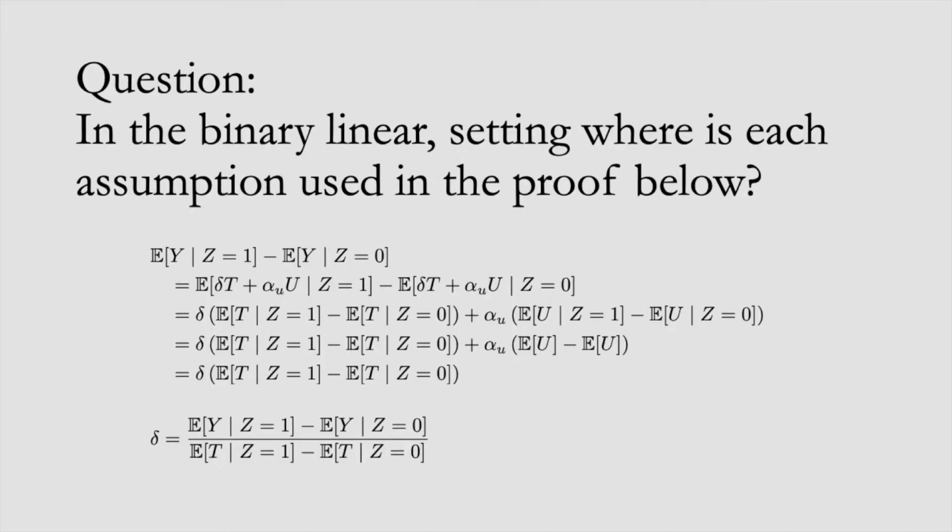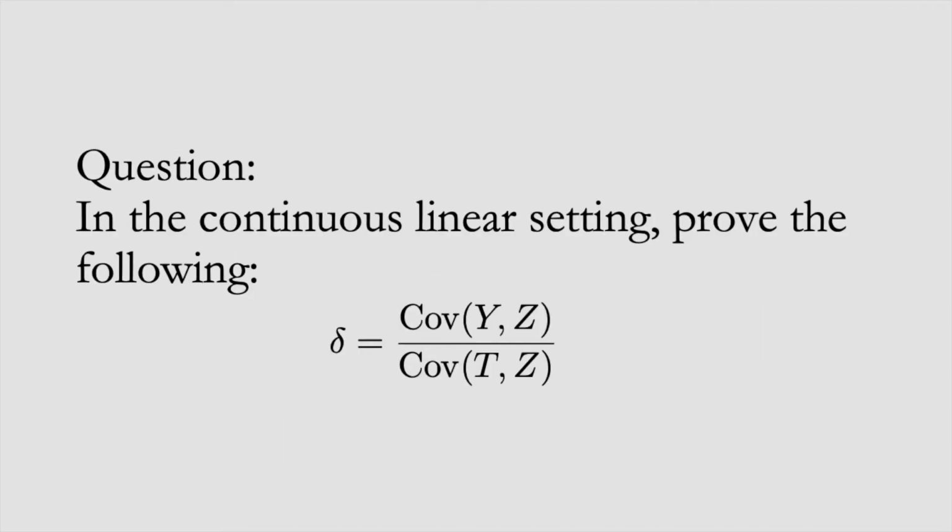Here's the proof that we saw in the binary setting again. And the question here is, where do we use each of the 4 assumptions in the proof below? Then the next question is for the continuous linear setting. In the continuous linear setting, prove that delta is equal to the covariance of y and z divided by the covariance of t and z.